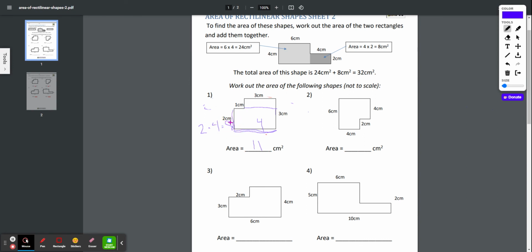That is an 8. And then on my top rectangle, I'll just change color just for kicks. The top rectangle is a 1 by 3. So 1 times 3 equals 3. And of course, we have to add these 2 together. 3 plus 8 is 11. So that means we did it correctly.